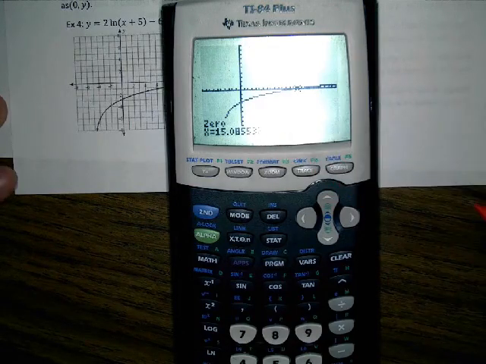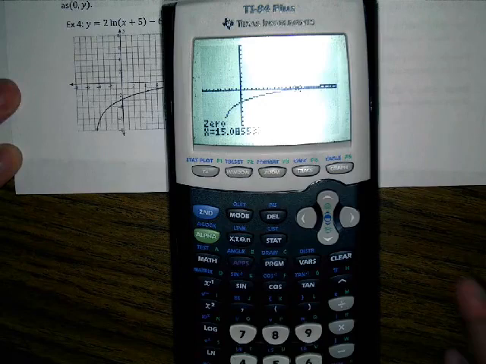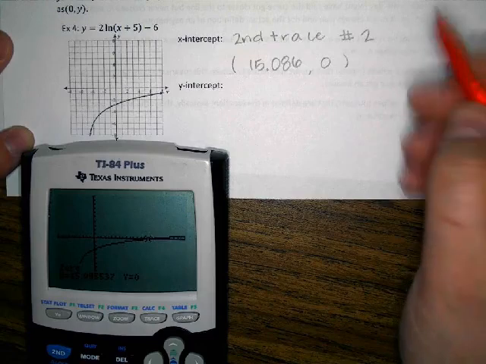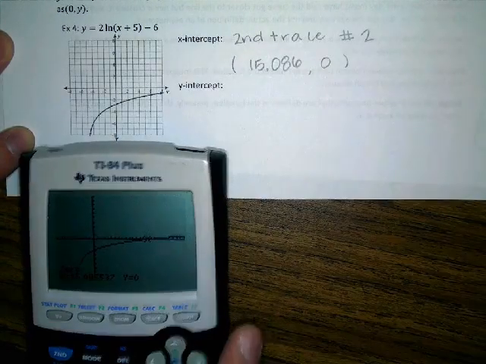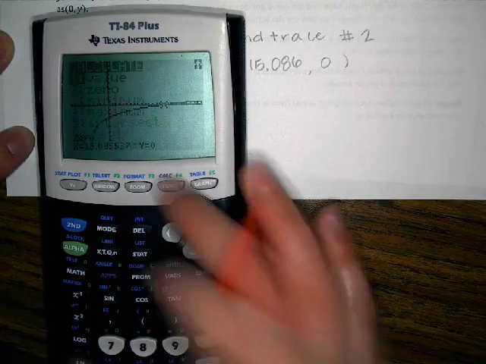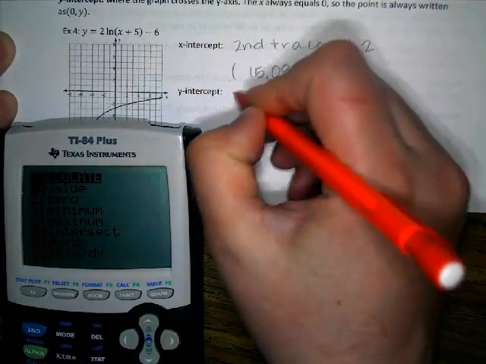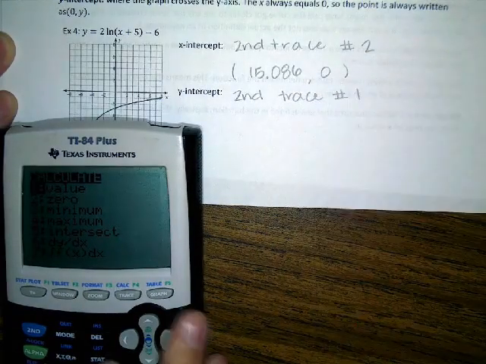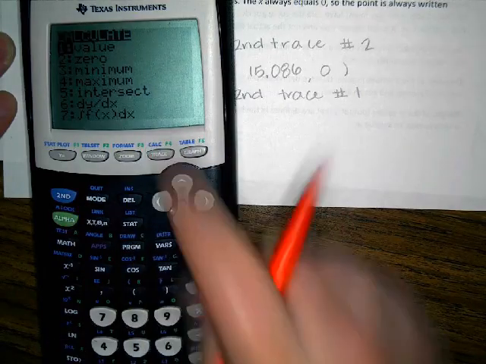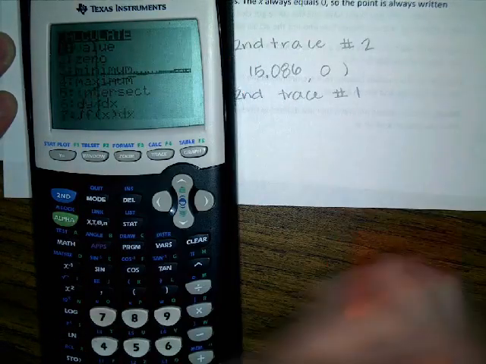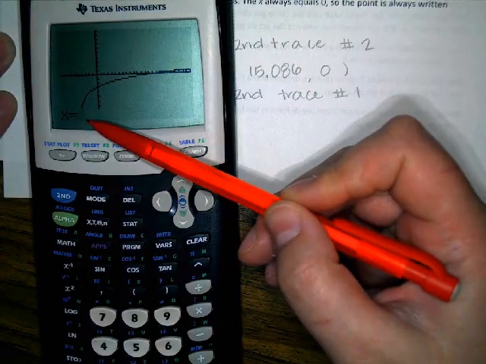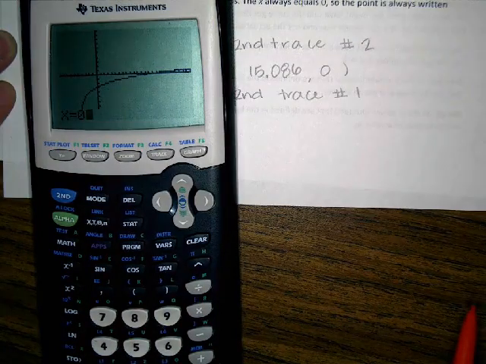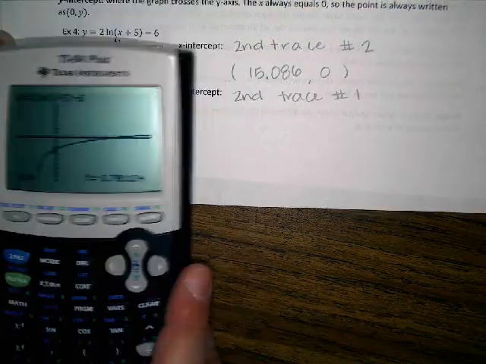The y-intercept is a little bit easier. How do we find the y-intercept? We can hit second trace number 1 and press enter. Then what number do we plug in for x to find the y-intercept? We plug in 0. That gives us the point (0, negative 2.781).